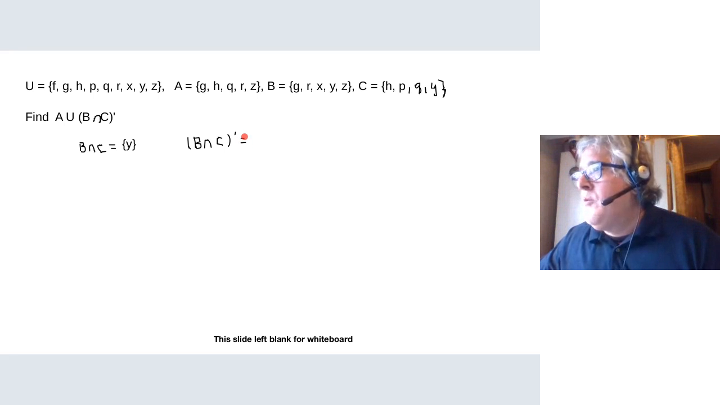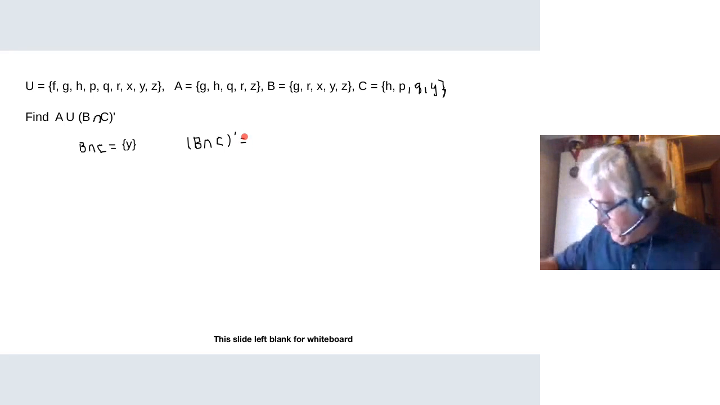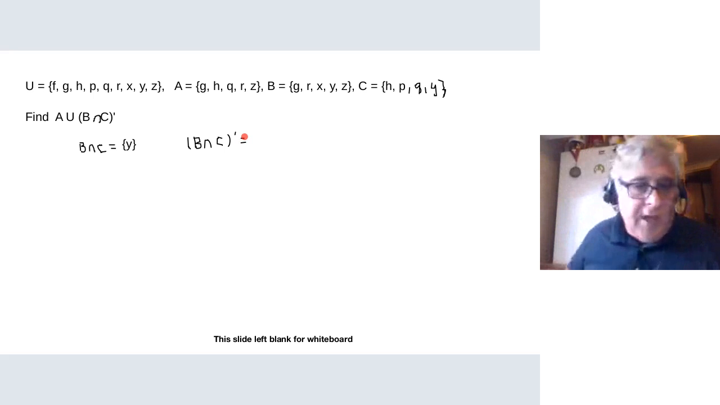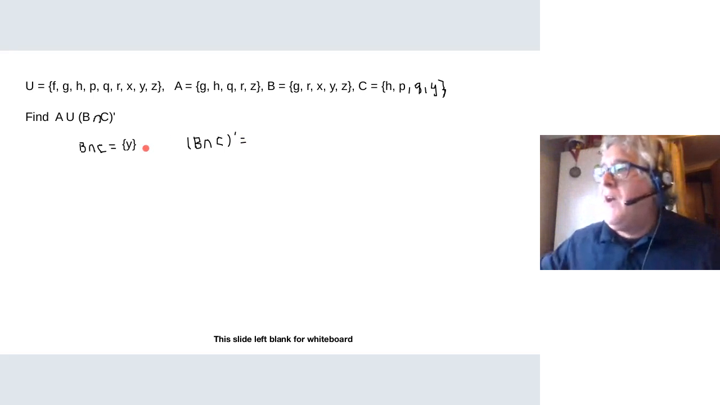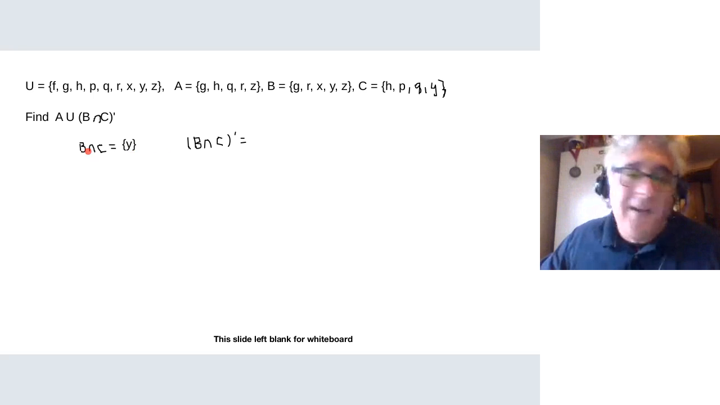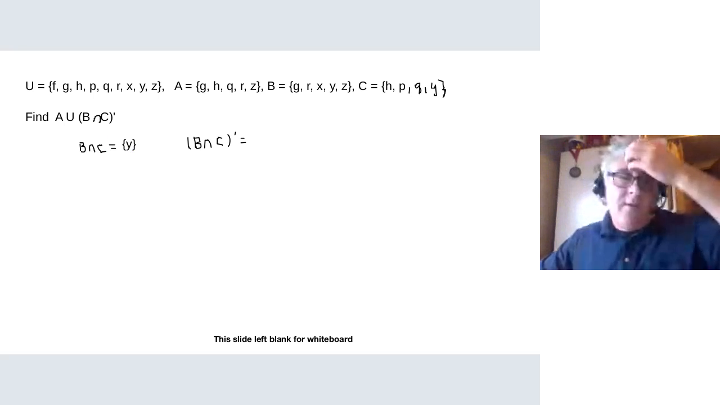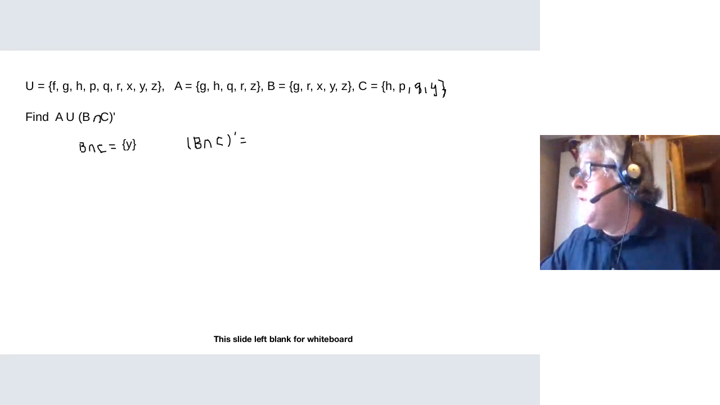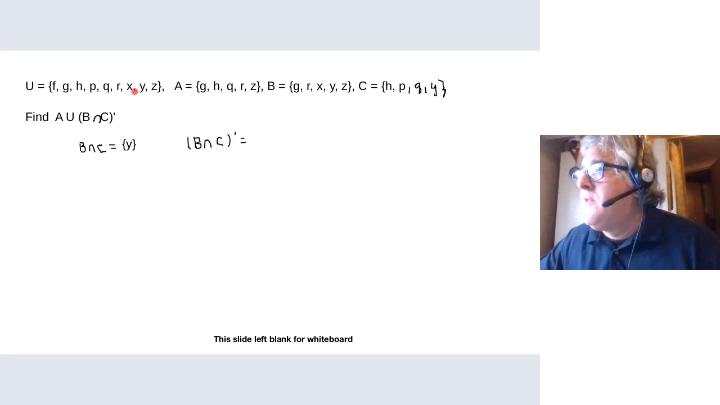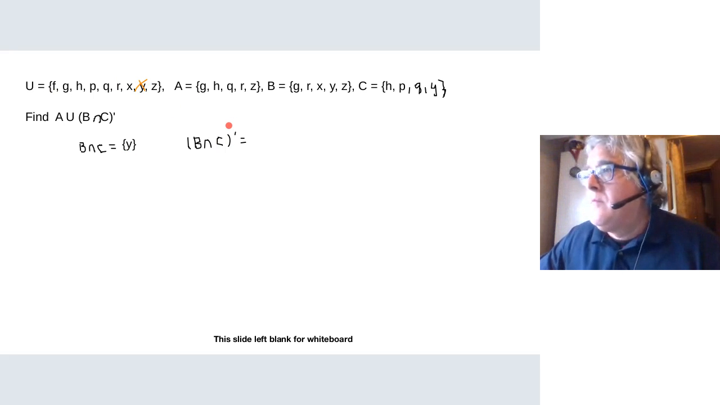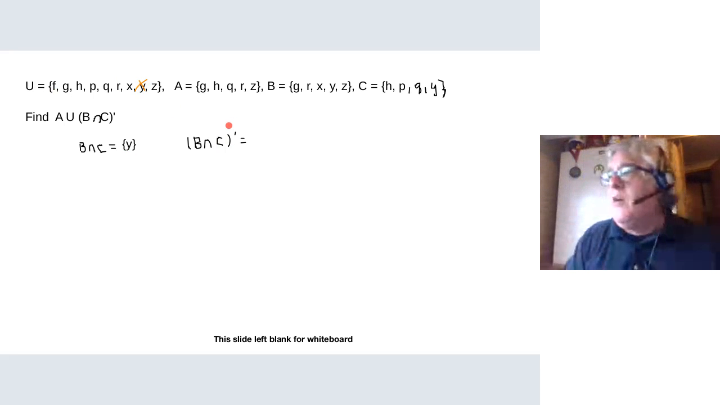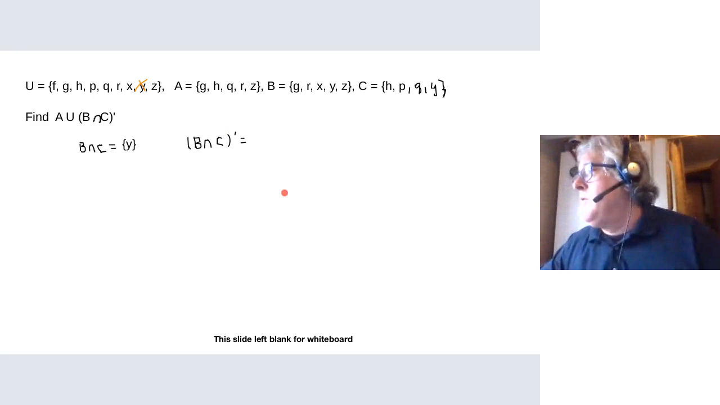All right, so what does the complement mean? Humor me on this. The complement means what's not in B union C. I'm sorry, B intersection C. So the way I like to do it is just go over to the universal set and take out what's inside of here. Since we're taking out what's in B intersection C, everything that's left is the complement.